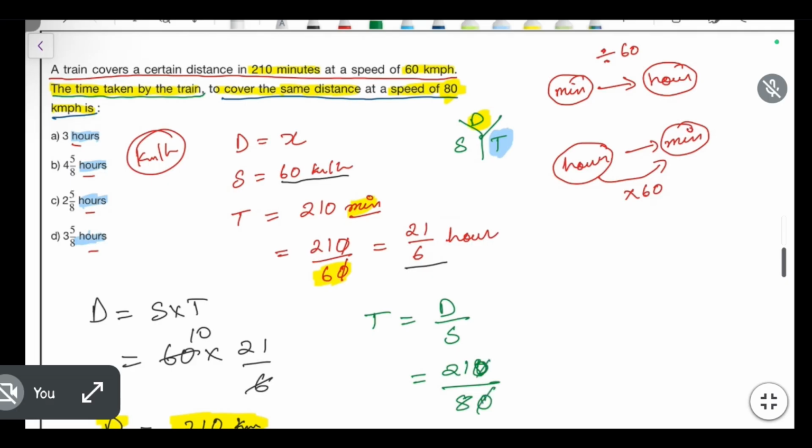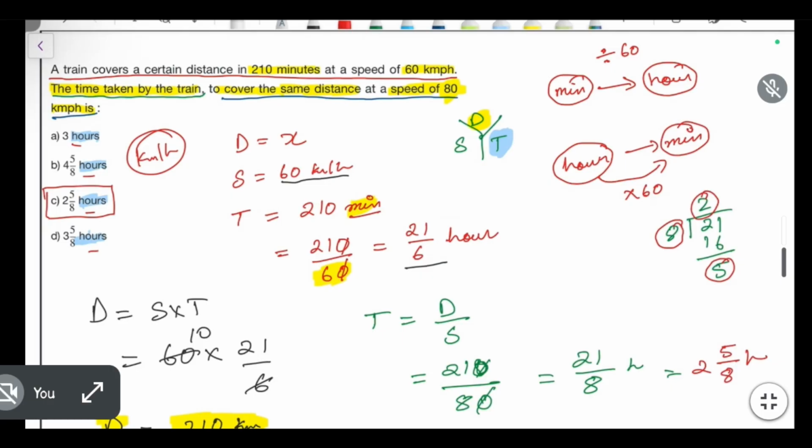So 0, 0 cancel, we get 21 by 8 hours. Since all the answers are in mixed fractions, let's find the mixed fraction. How do we find the mixed fraction? 21 you divide by 8. 8 twos are 16, that means the answer is 5 here. Remember, whenever you are writing your answer as a mixed fraction, the quotient should be written at the front, the remainder at the top, and the divisor at the denominator. So 2 hours 5 by 8 hours, which means the answer here is this one.